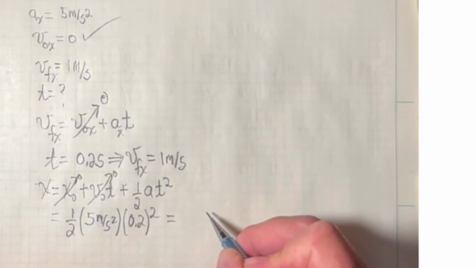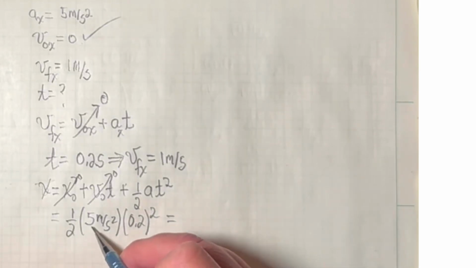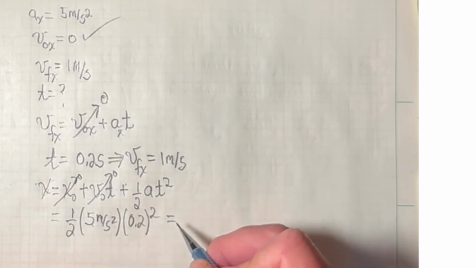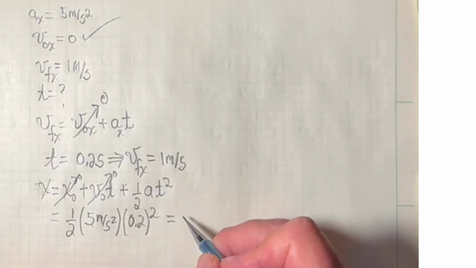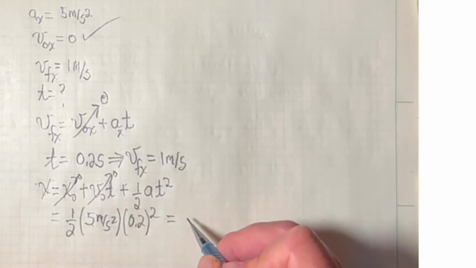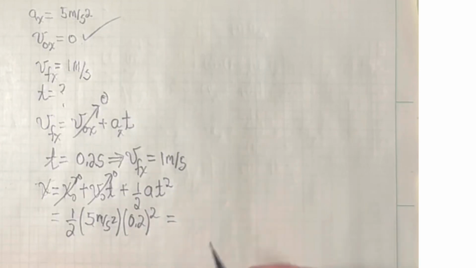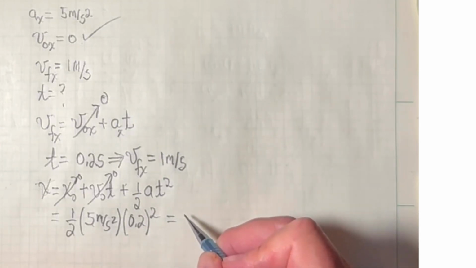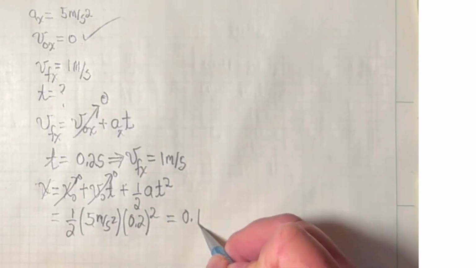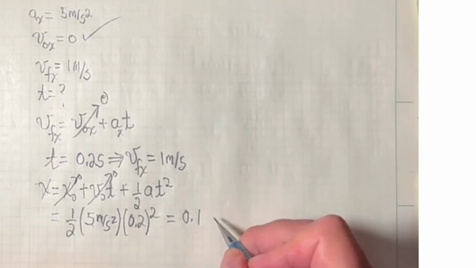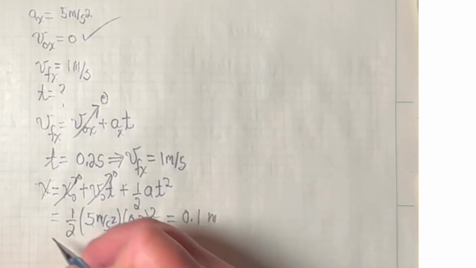Well, this is equal to 5 times... You can do it several ways, but 5 times 0.2 is 10 times 10 to the minus 1, which is 1. So it's 0.2 divided by 2, which is equal to 0.1. You can kind of see that. 0.1 meters.